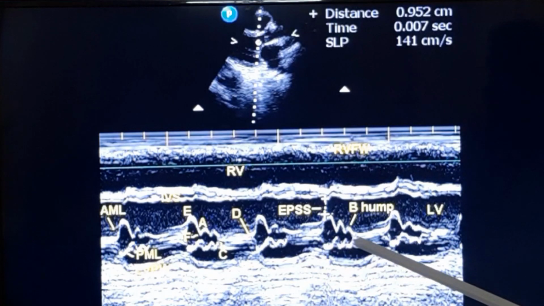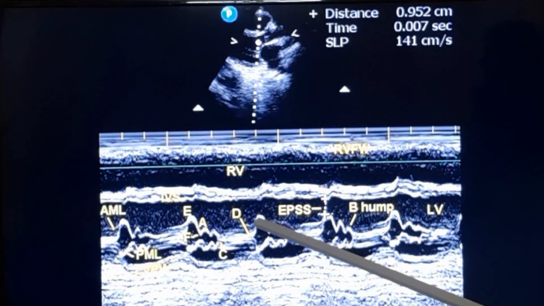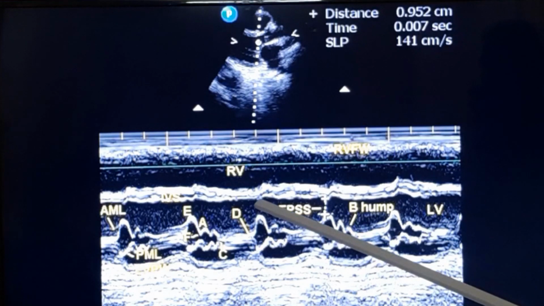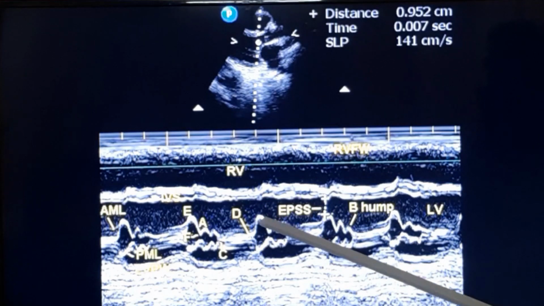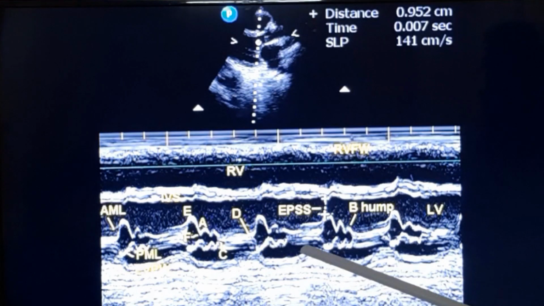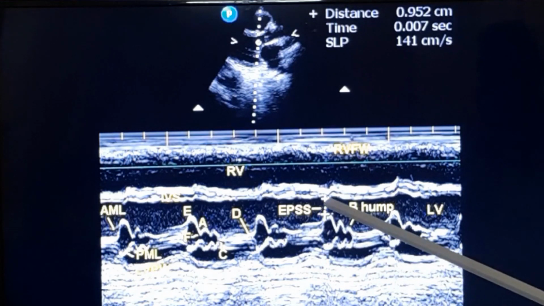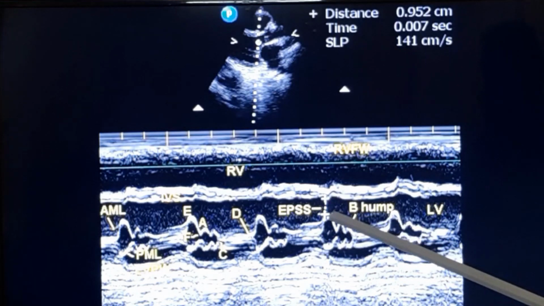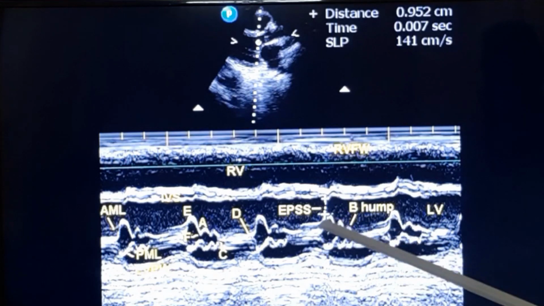Another important finding which is measured on M-mode is the EPSS or E-point septal separation. Normally, when the mitral valve opens, anterior mitral leaflet will almost reach the septum because it will be wide open. Here the opening movements are lesser because of low cardiac output state. And this measurement is known as EPSS. There is a large distance between the septum and anterior mitral leaflet.